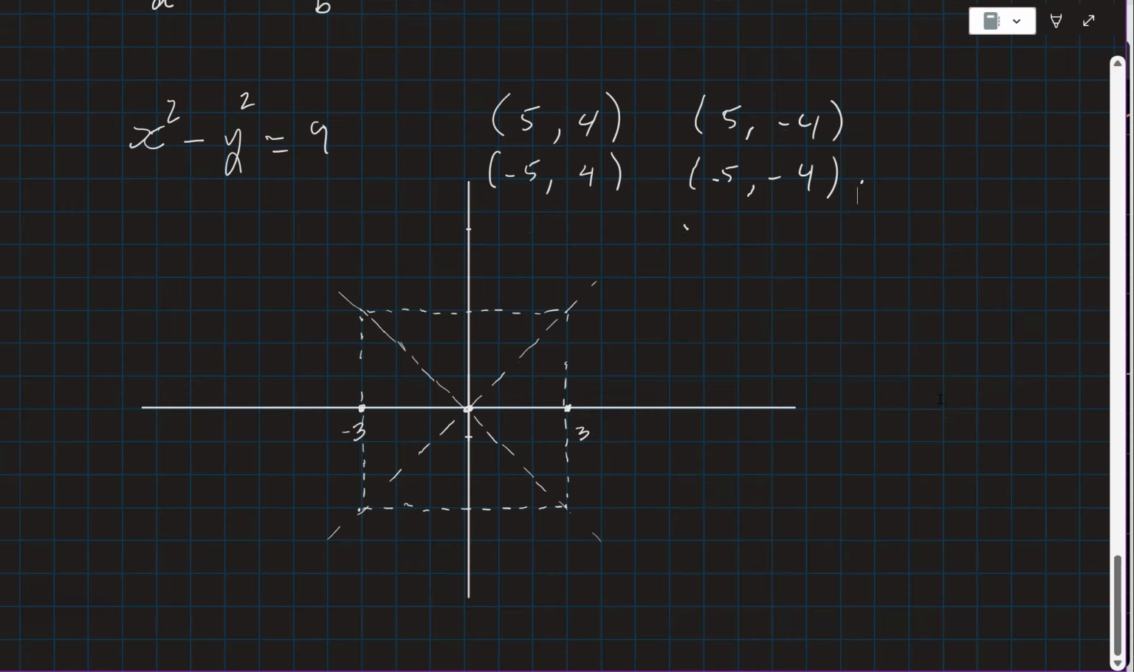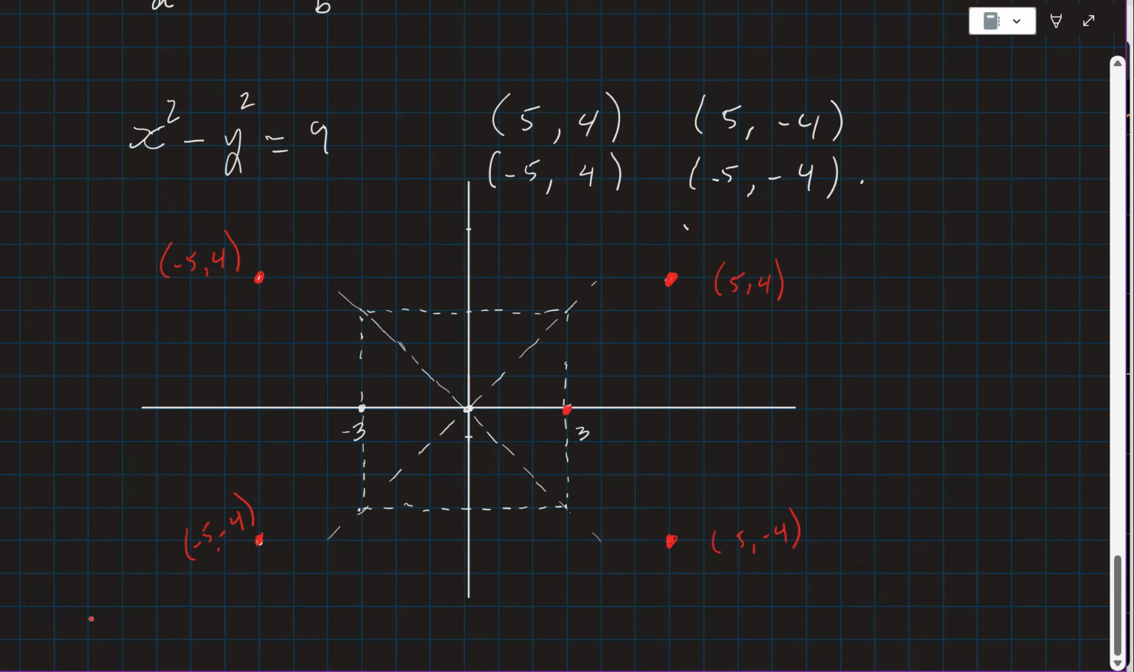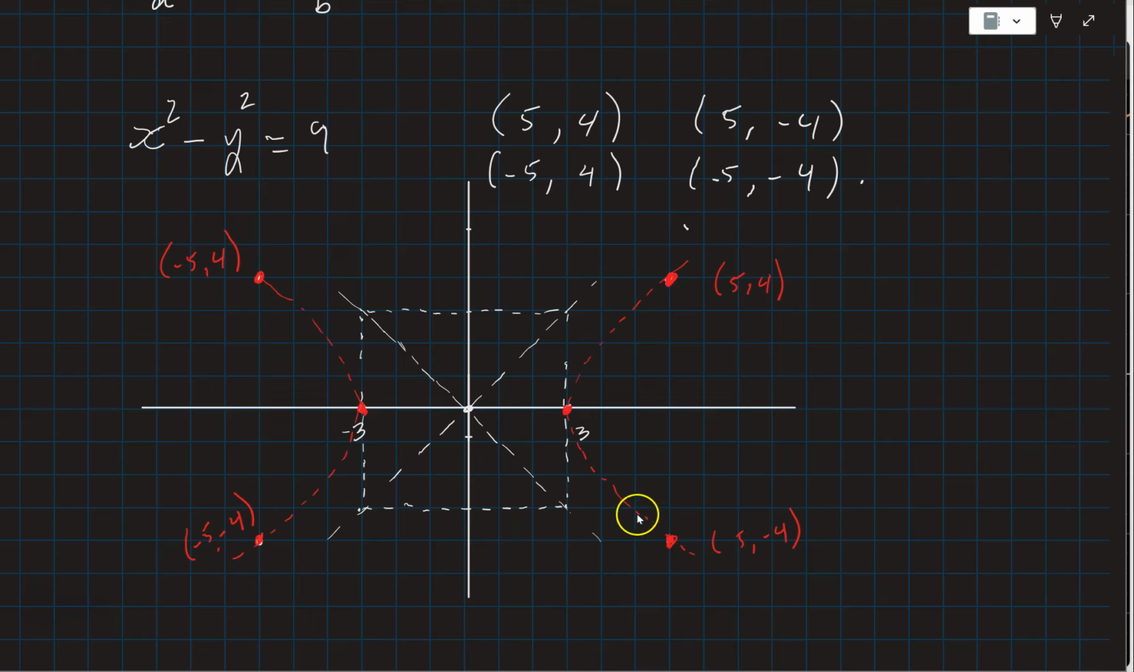So let's plot those values in. Let's plot all of these coordinates on the graph, and then we can graph the hyperbola as accurately as it can possibly be. These are the 4 points plus the vertices of the original hyperbola, which are 3 and negative 3. And now we're going to go ahead and do the line.